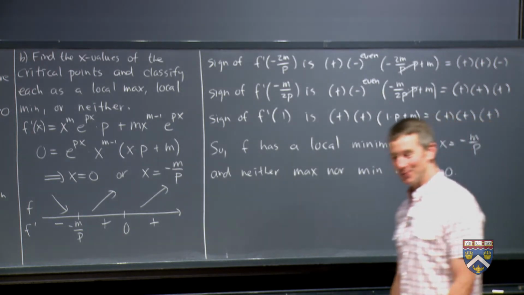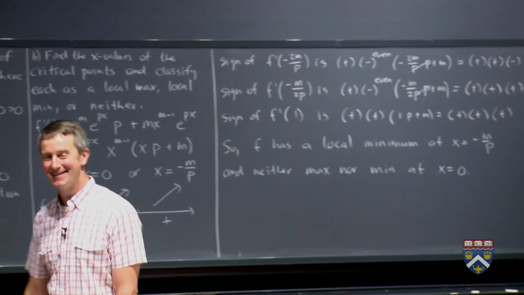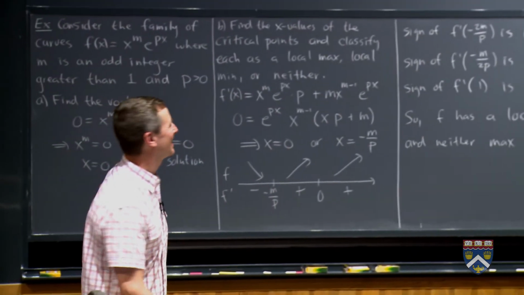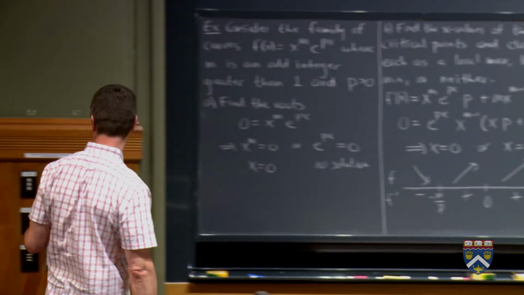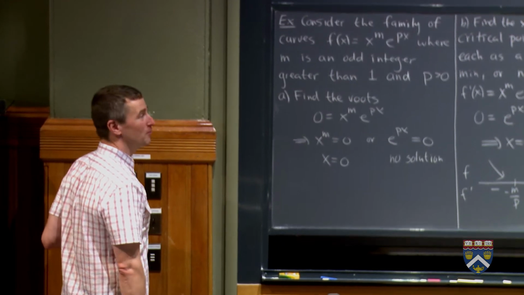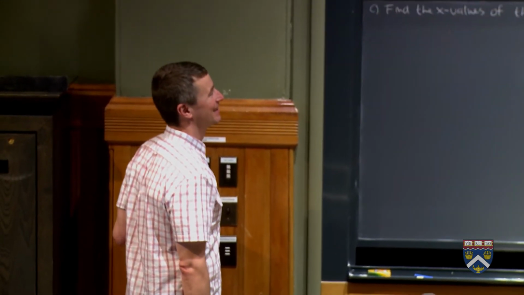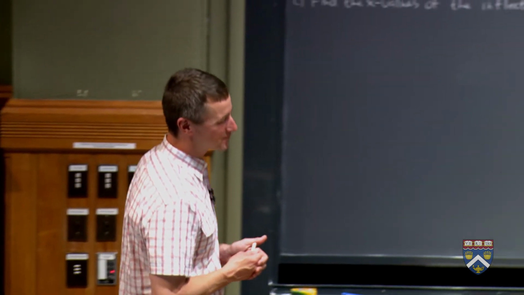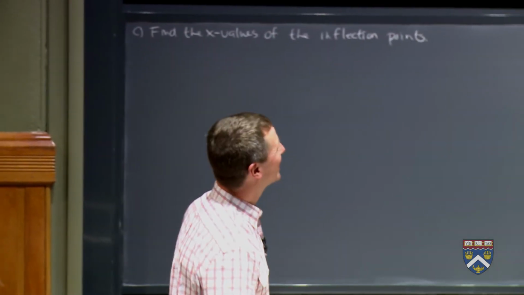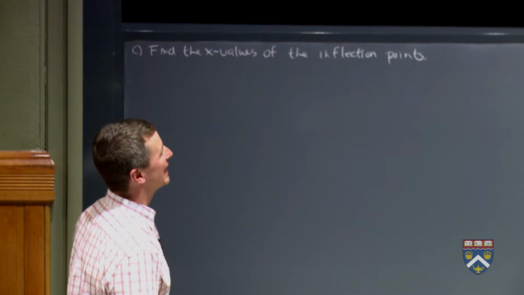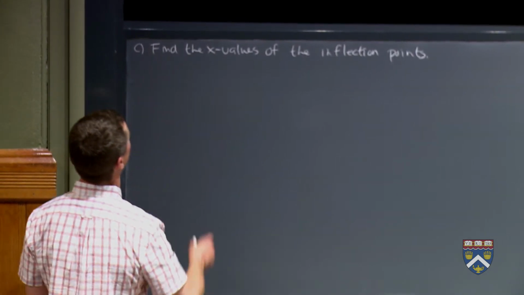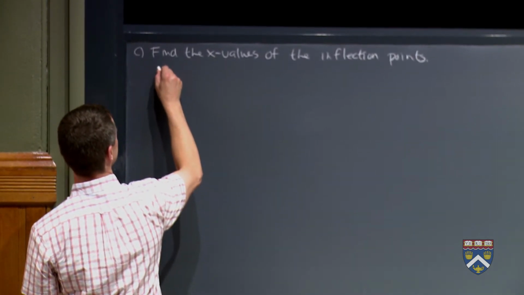All right, so that was the local extrema. Are you ready for the inflection points? This next thing is probably the global maximum of the course in terms of algebraic difficulty. So get ready. We want the inflection points. We need f double prime. So let's just remind ourselves of what f prime was.